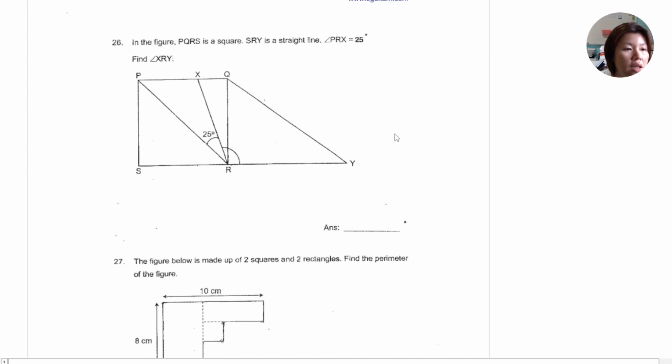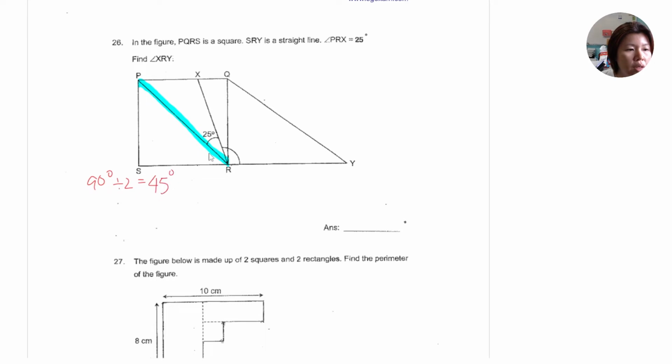Next, here is squares and rectangle. Angles again. They give you a square which has a degree of PRX to be 25 degree. If you have realized, this line cut my square, which is actually 90 degree. So if it's half, it's actually 45 degree. So this angle is 45.